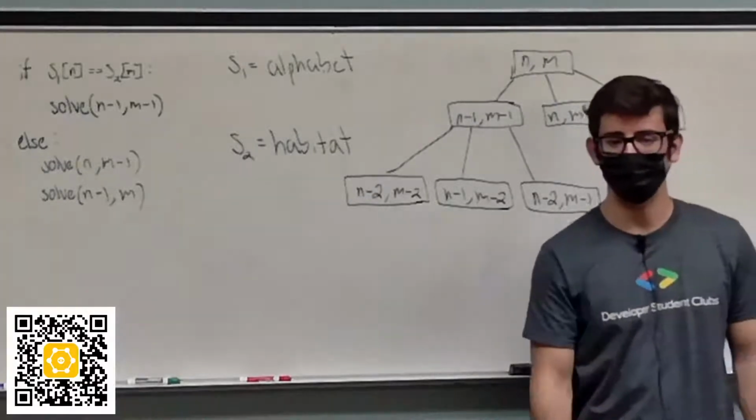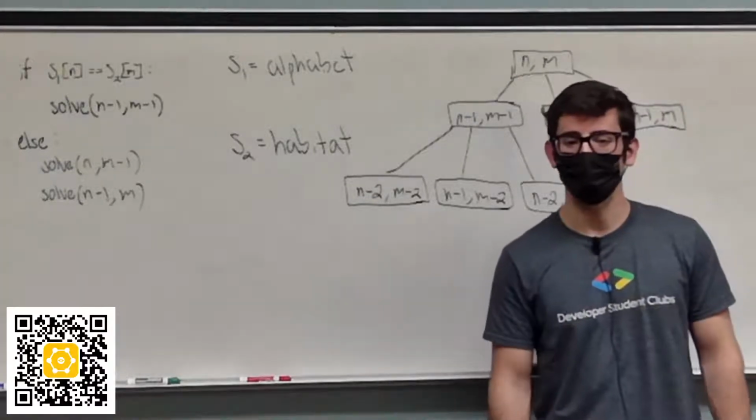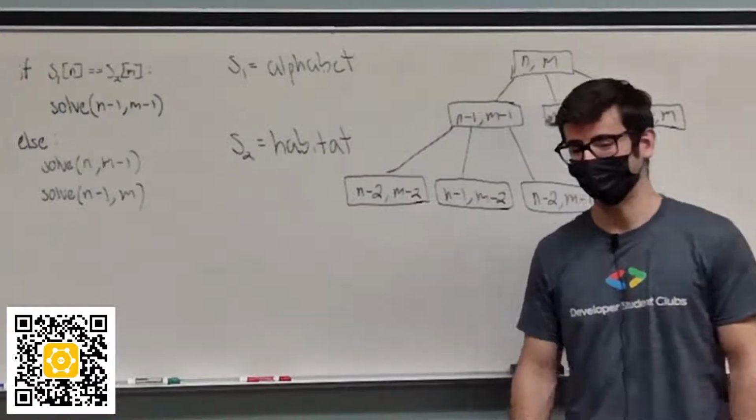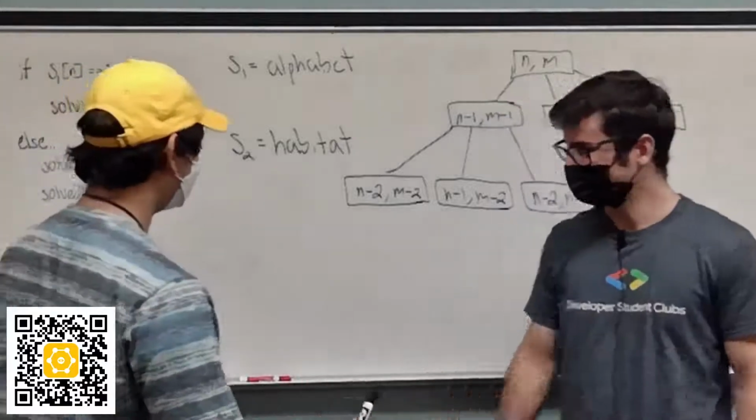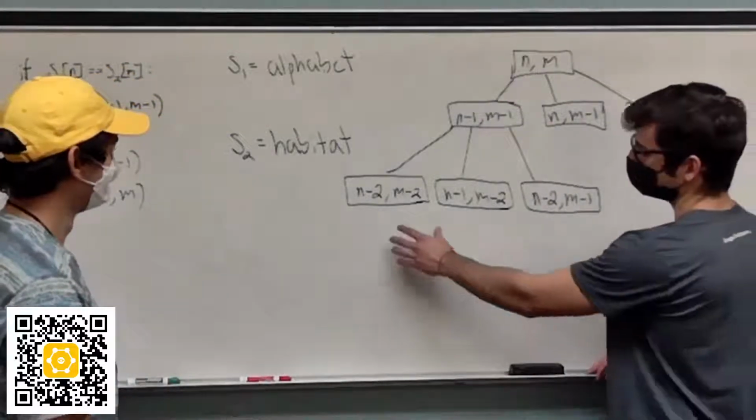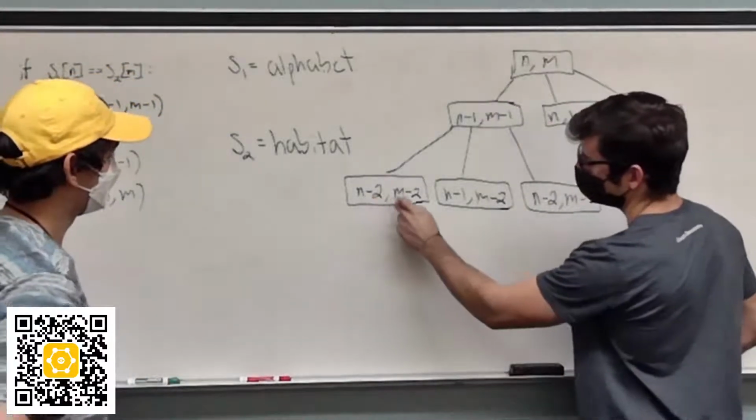Do you want to come up here? I'm going to ask you a question. I'm also going to give you the marker. And I want you to explain why it's n minus 2, m minus 2.